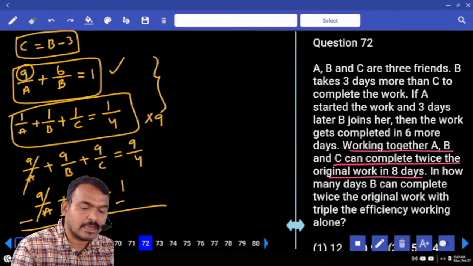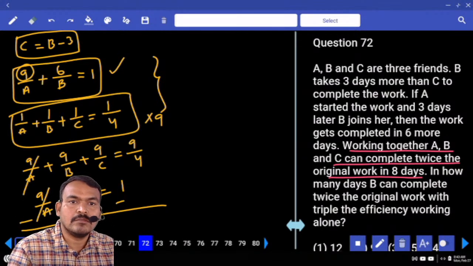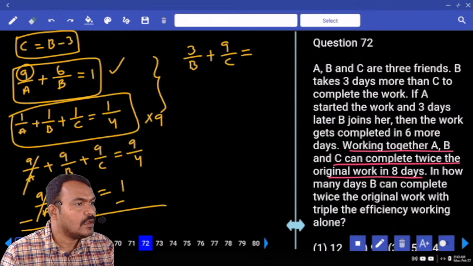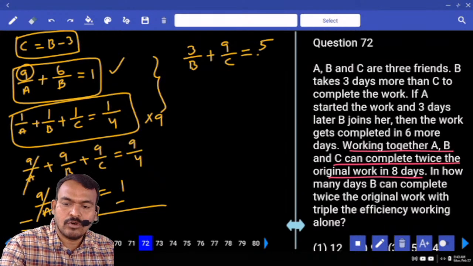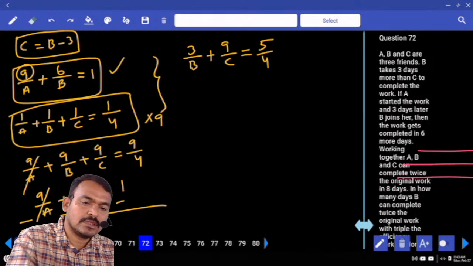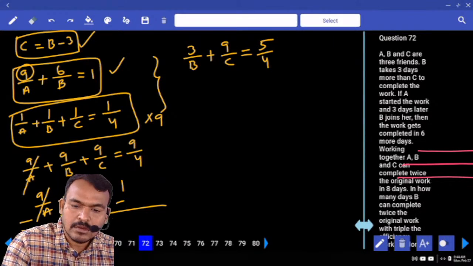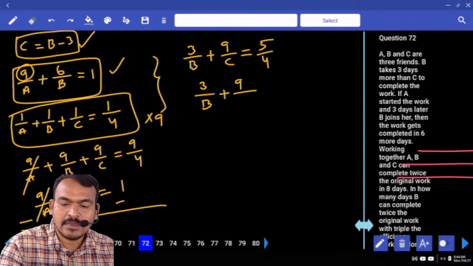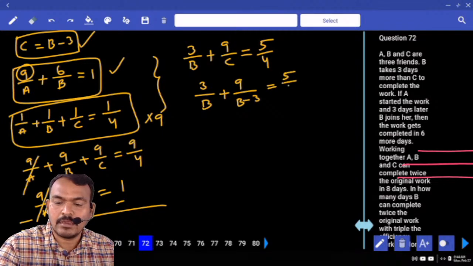9 by A, 9 by A cancel. What is the remaining? 9 minus 6, 3. 3 by B plus 9 by C equals how much? 9 by 4 minus 1, which is how much? 5 by 4. And already we know C can complete the whole work in how many days? B minus 3 days. Okay, 3 by B plus 9 by, in place of C we write B minus 3. That is equal to 5 by 4.